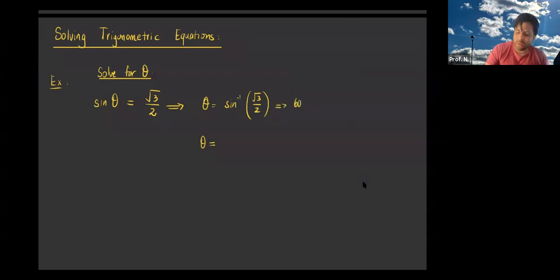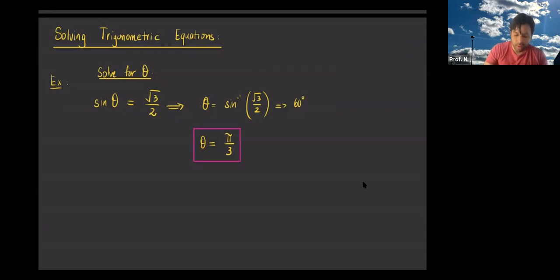And we're going to be working exclusively, when we talk about trig equations, with theta or the angles in radians. So the radian version is, pardon me, pi over 3. So we got it. We got one answer.